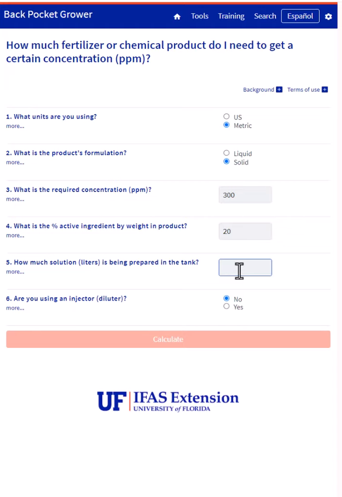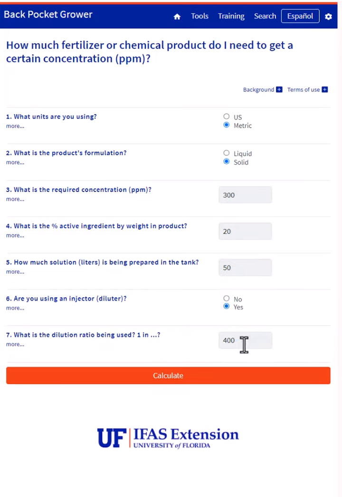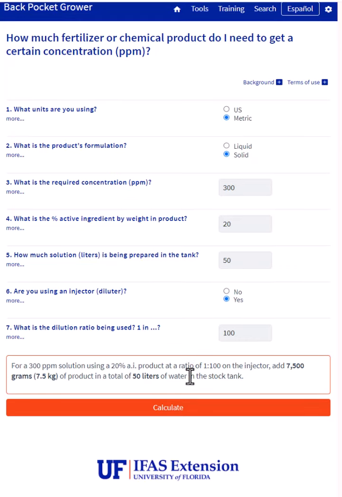Now let's say that we're going to prepare a concentrate tank, which is 50 liters in volume. And we're using a fertilizer diluter, an injector, with a ratio of 1:100. If we click on calculate, it tells us that we will need 7,500 grams or 7.5 kilograms of product in the 50 liters of the stock tank, which is going to be diluted at 1:100 to give us our 300 parts per million.